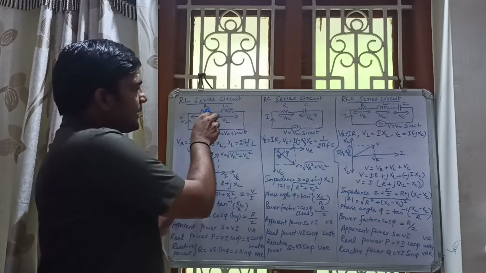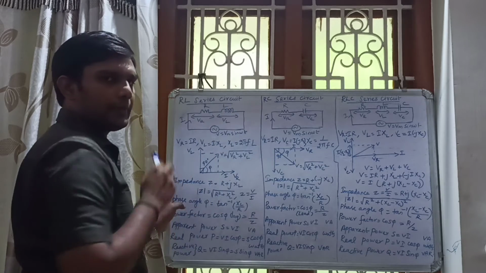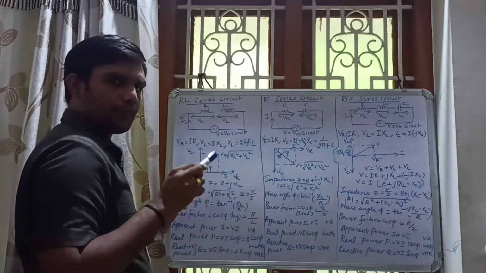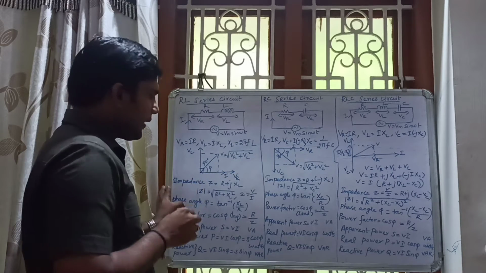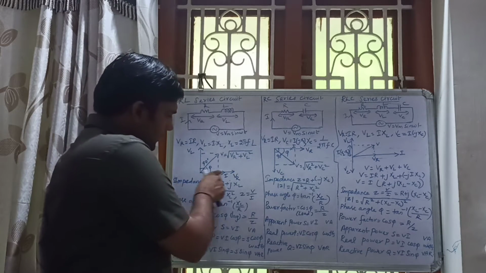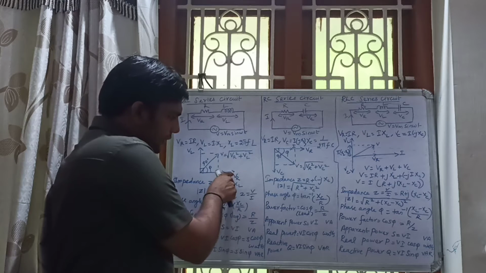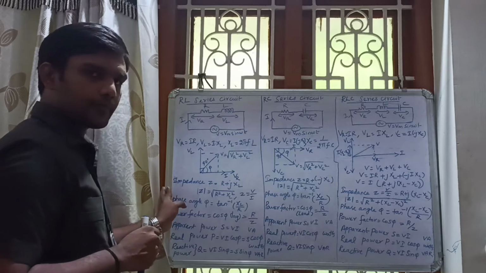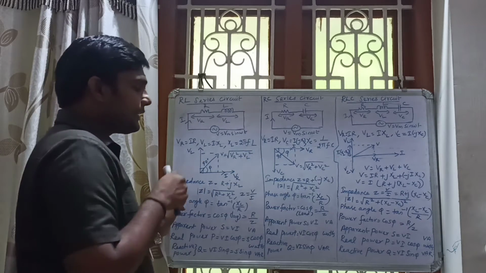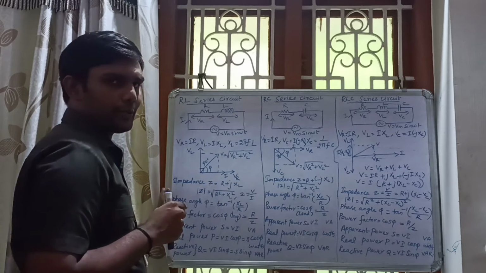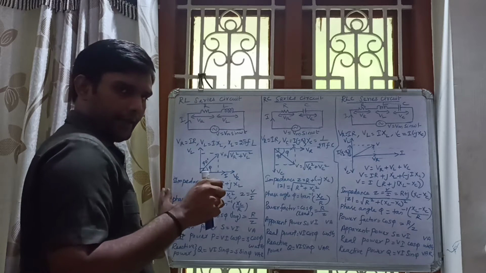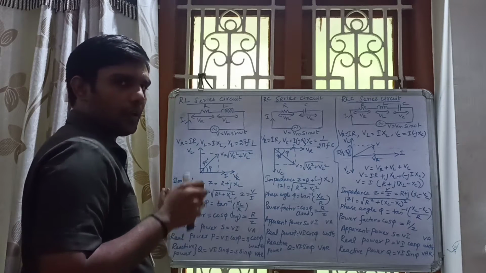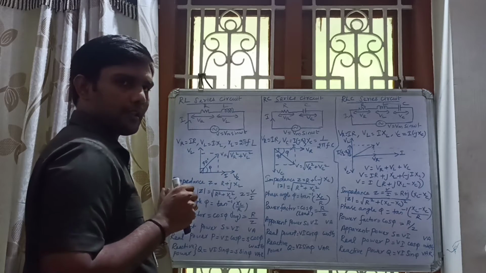In this circuit, the resistor and inductor both are available. In resistive circuit, voltage and current both are in phase. See here. In resistive circuit, voltage is VR, current is I, both are in phase. And in inductive circuit, current I lags the voltage. Here the lagging power factor is available, right?